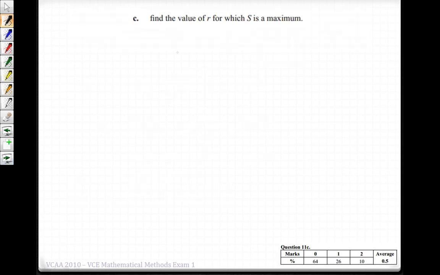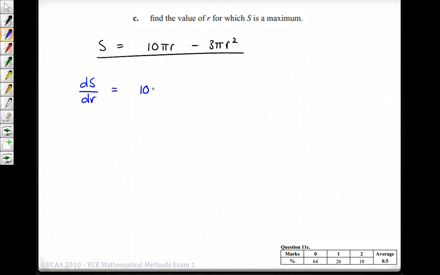Then we're going to use this result to find the value of r for which s is a maximum. Recall that s was equal to 10 pi r minus 3 pi r squared. To find a maximum, we're going to have to use differentiation. So we're going to look at ds dr, which is 10 pi minus 6 pi r. That's just using our power at the front, 1 off the power. And we've now got ds dr, the derivative of the function s.